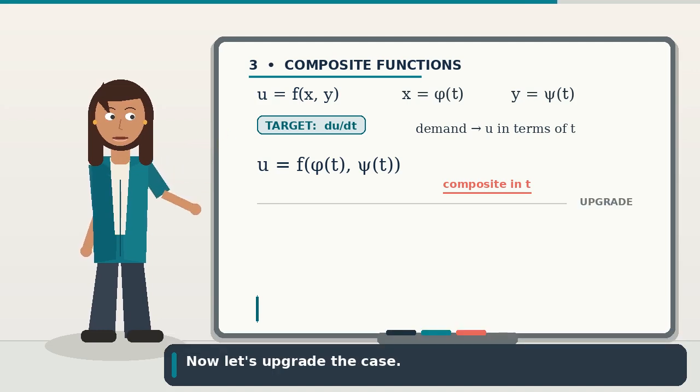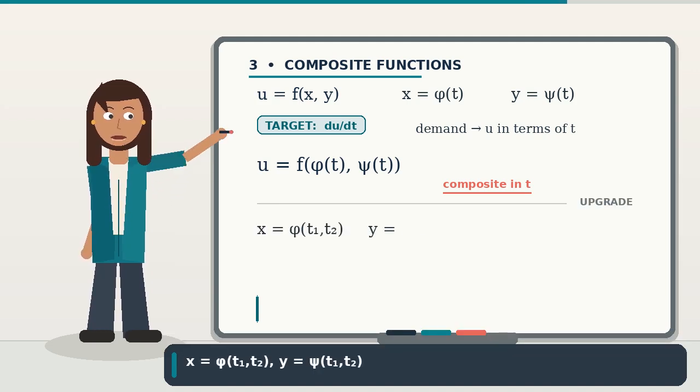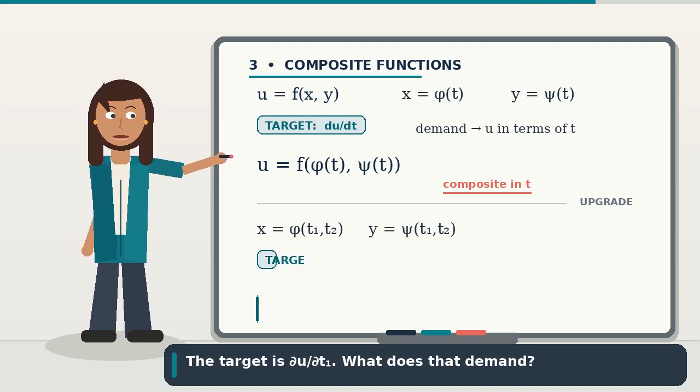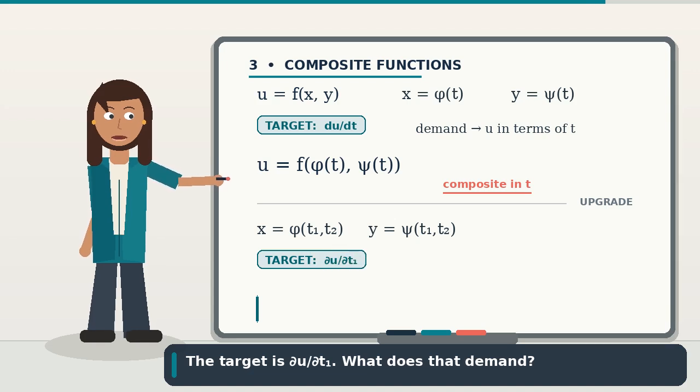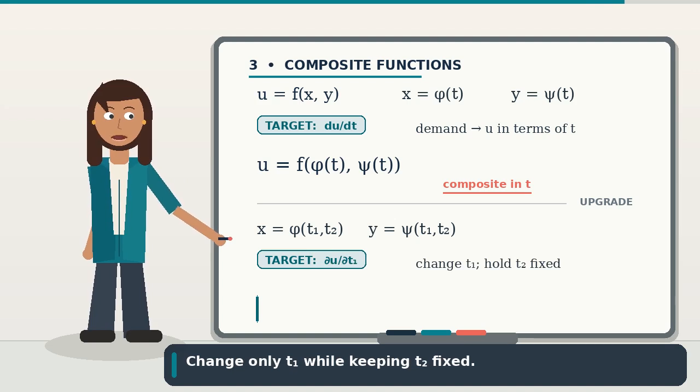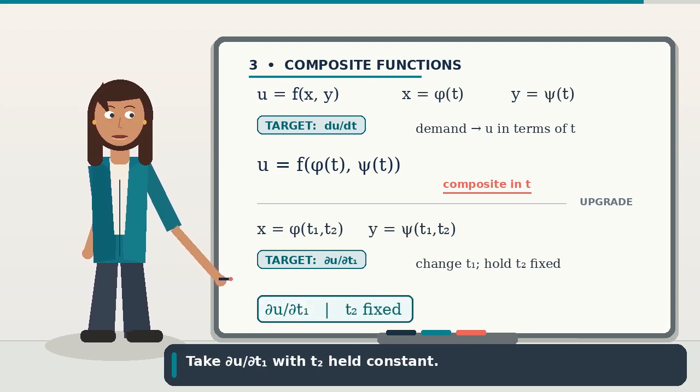Now let's upgrade the case. Now x equals phi of t1, t2, and y equals psi of t1, t2. The target is partial u by partial t1. What does that demand? It demands changing only t1 while keeping t2 fixed. So we take the partial derivative with t2 held constant.